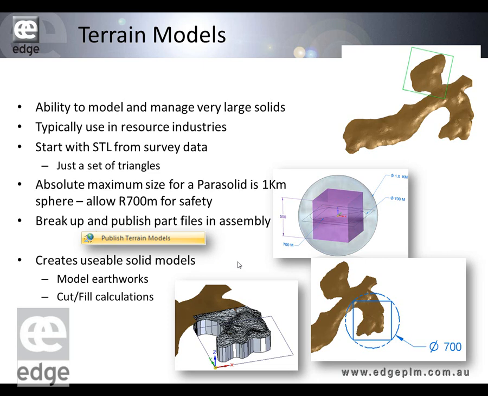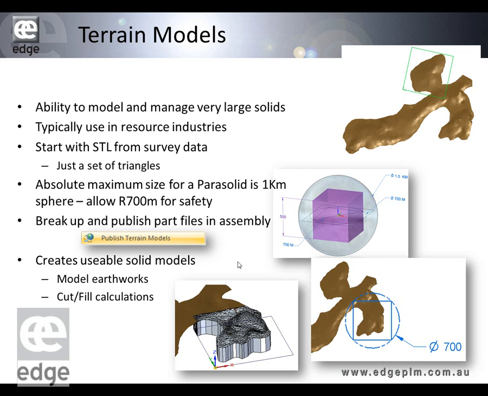And we can do that inside an assembly. We can break these things up into individual parts, all put together in an assembly, and deal with them as a single entity. So we then publish those terrain models. What that publish process does is drape the STL file, your stereolithography file, which I said is just a set of triangles, over a solid.